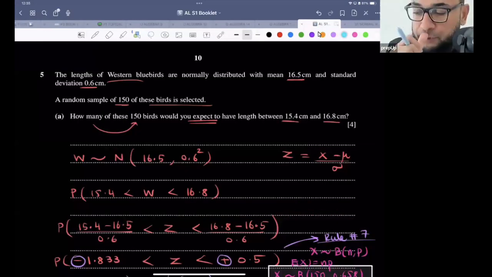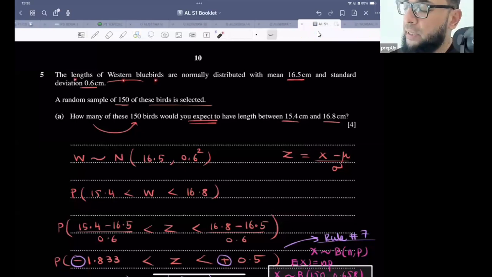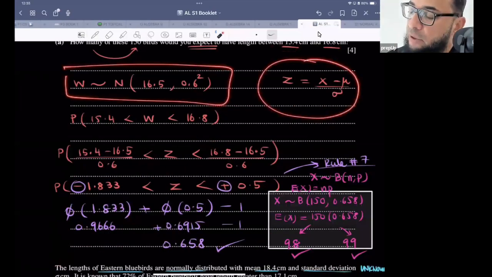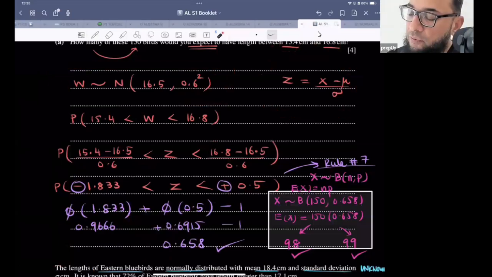So now let's look at question number 5. It says, the lengths of western bluebirds are normally distributed with this mean and this standard deviation. A random sample of 150 of these birds is selected. How many of these birds would you expect, just like the question we discussed, to have length between 15.4 and 16.8? State the distribution. This is how we do the standardization. W for western bluebirds lies between 15.4 and 16.8. Standardize, these are the values.